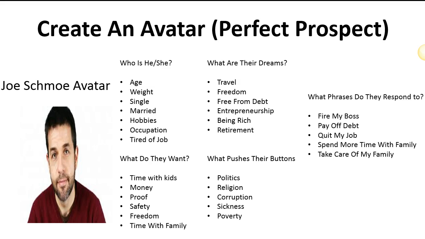But another thing is what pushes their buttons. Are they into politics, religion, corruption, sickness, poverty? What phrases do they respond to? Fire my boss, pay off my debt, quit my job, spend more time with family, take care of my family. You can use all of this in your marketing, okay? And when you can write all that down, then you can use those ideas in your marketing and phrases in your funnel. You find things that make them happy. What do they dream about? What are their frustrations? And then once you know this, you'll have an arsenal of knowledge, and then you'll know how to talk to them instead of talking to an entire crowd. And trust me, there are thousands and thousands of people just like Joe Schmo.